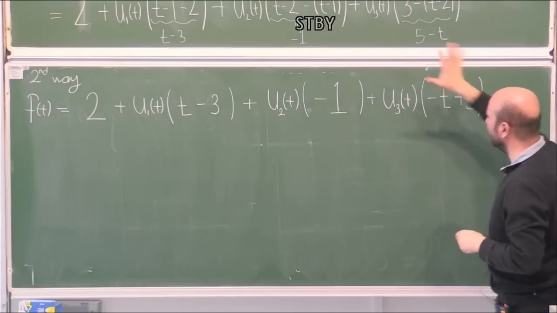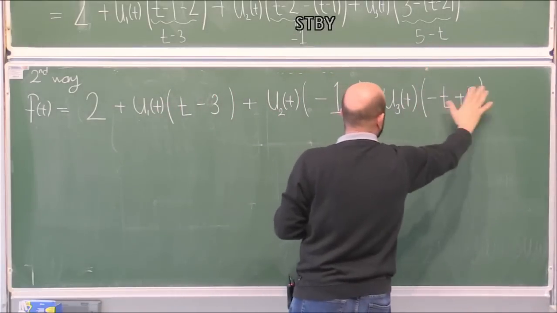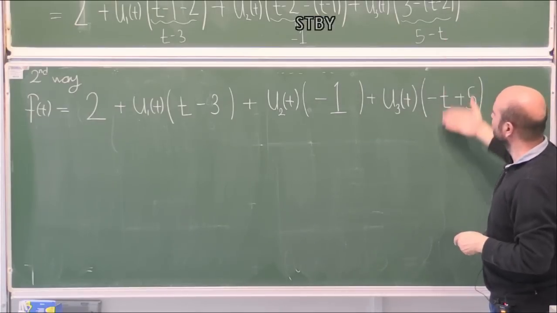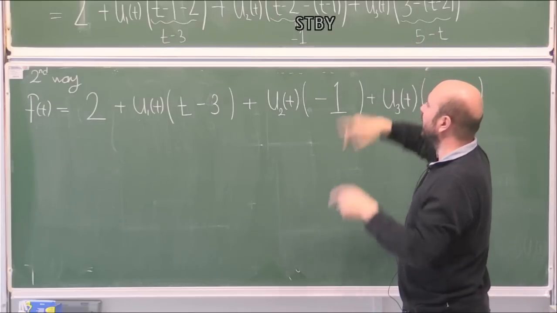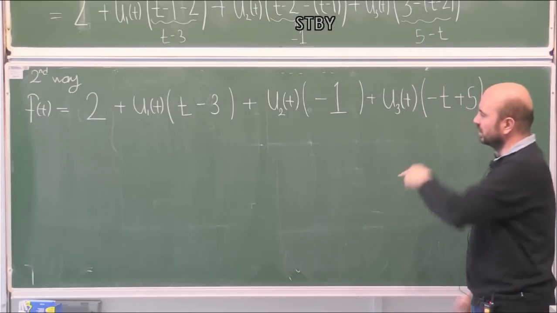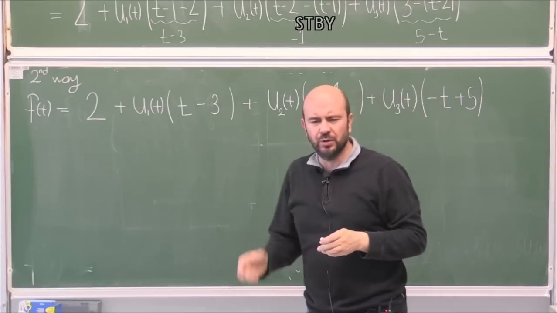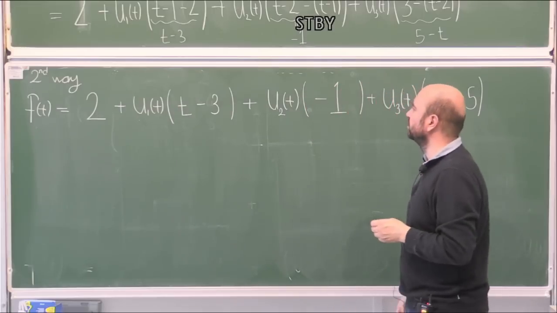So when you add them up, 2, t minus 3, minus 1, minus t plus 5, then you will get 3. So if you look at it, it's the same solution. Rather than just writing and then doing some algebra, just arrange it according to your signal. Just look at where the changes are happening and then write your function accordingly.